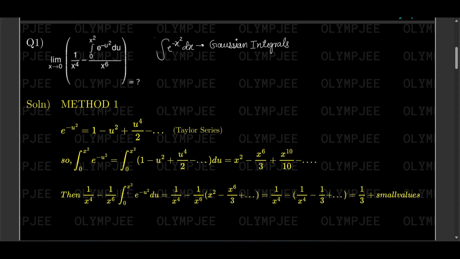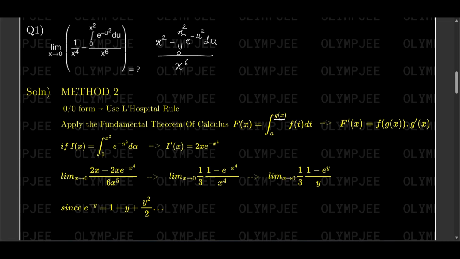So when we replace this integration with this expression, then finally we will get that the 1 by x raised to power 4 minus 1 by x raised to power 4 gets cancelled, and there is 1 by 3, and there then will be other terms like x raised to power 10 by 10 divided by x raised to power 6. There will be terms like x raised to power 4 by 10 and so on, and this will be very small since x is tending to 0, so we can neglect these small values, right? So our final answer will be 1 by 3 only.